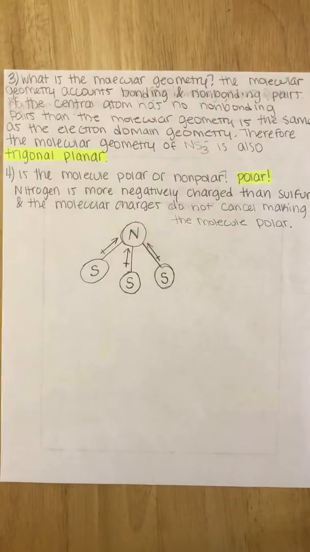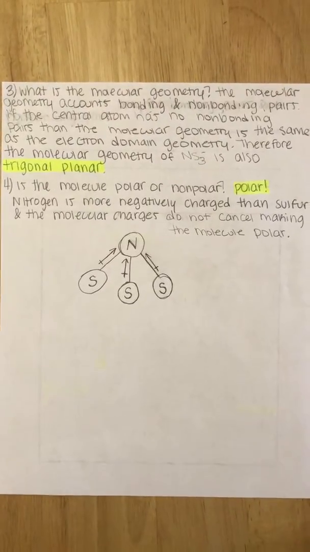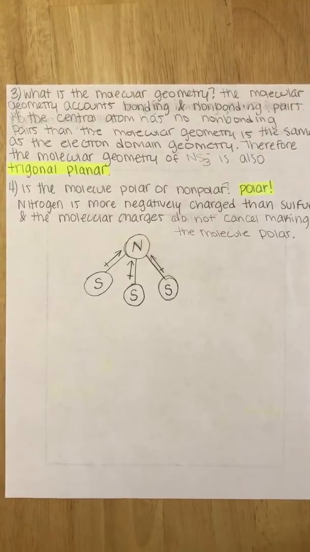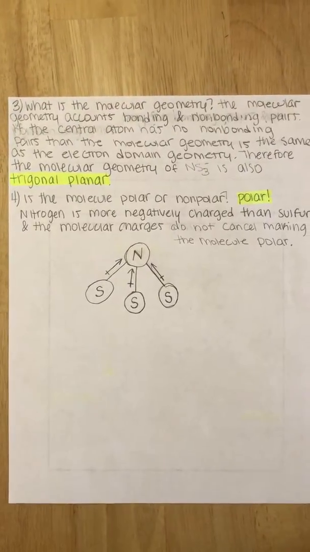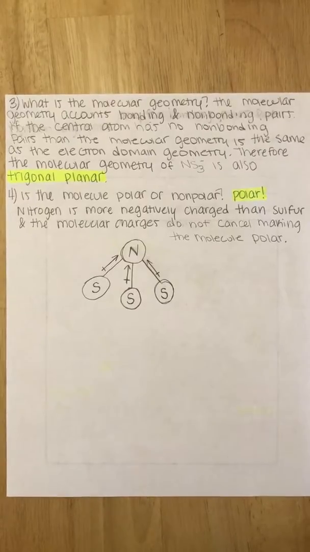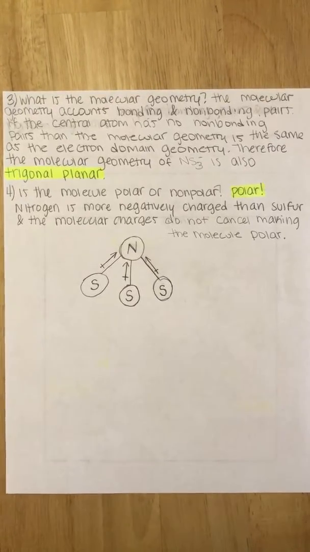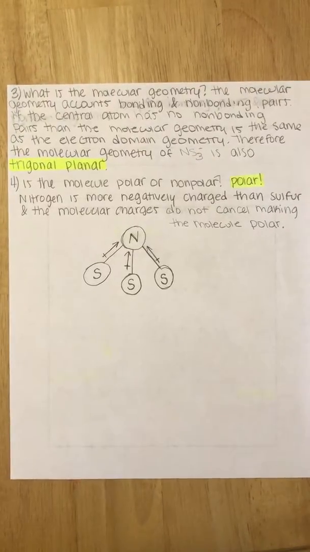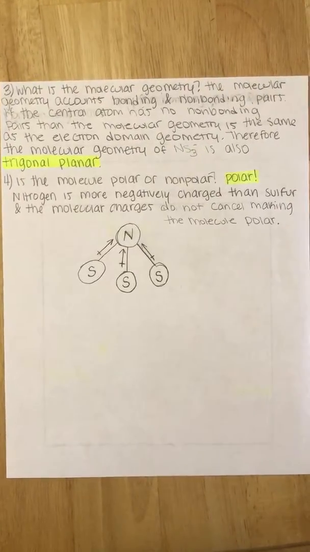The third question asks, what is the molecular geometry? The molecular geometry accounts for bonding and non-bonding pairs. If the central atom has no non-bonding pairs, then the molecular geometry is the same as the electron domain geometry. Therefore, the molecular geometry of NS3 negative is also trigonal planar.